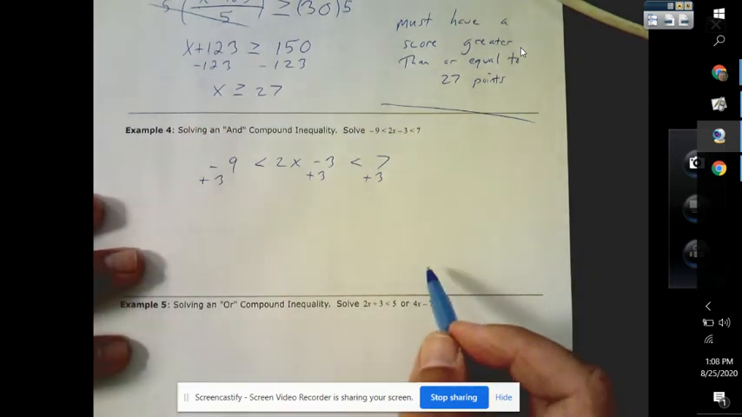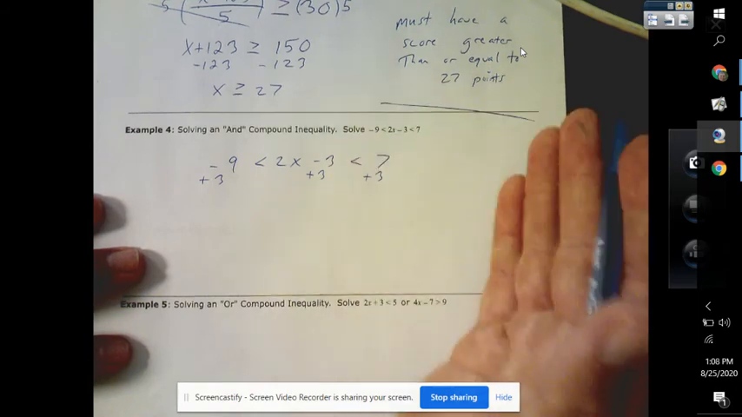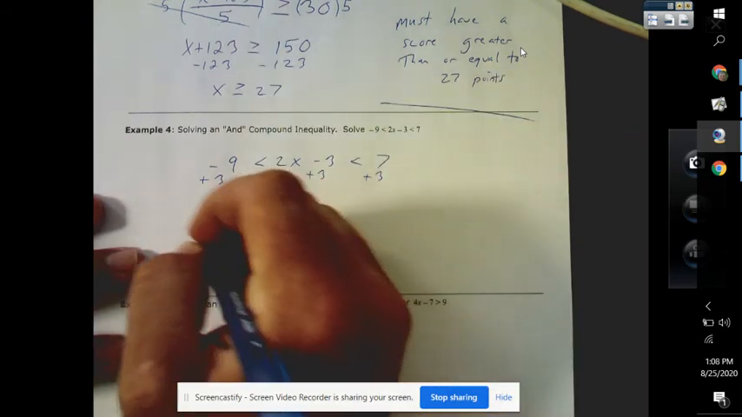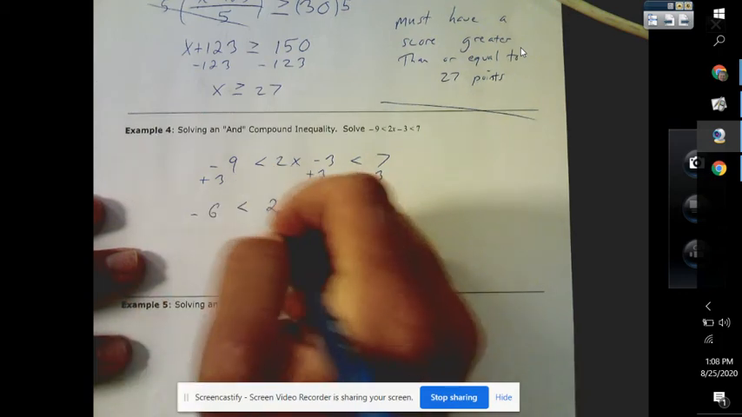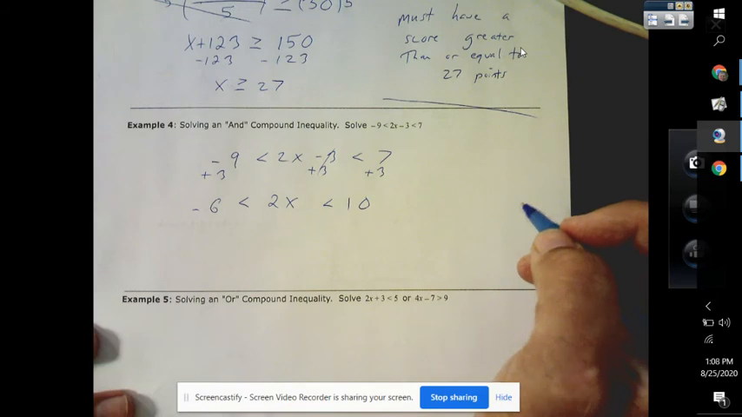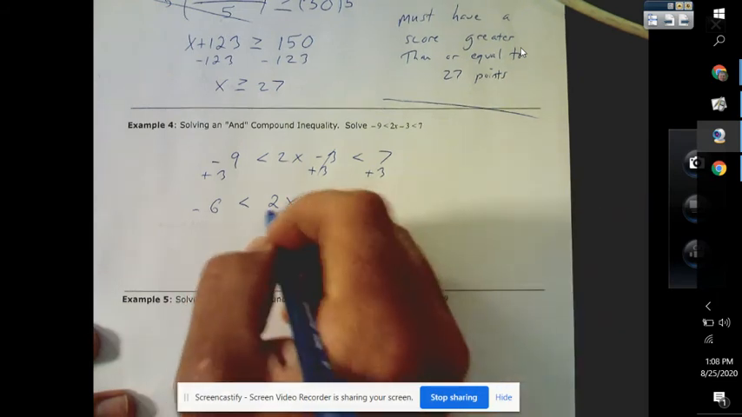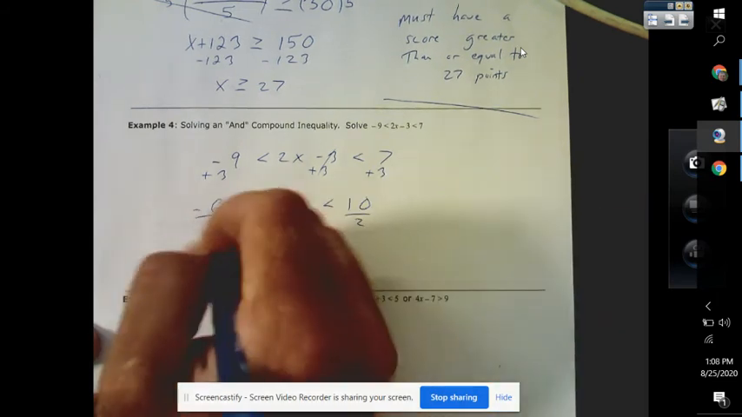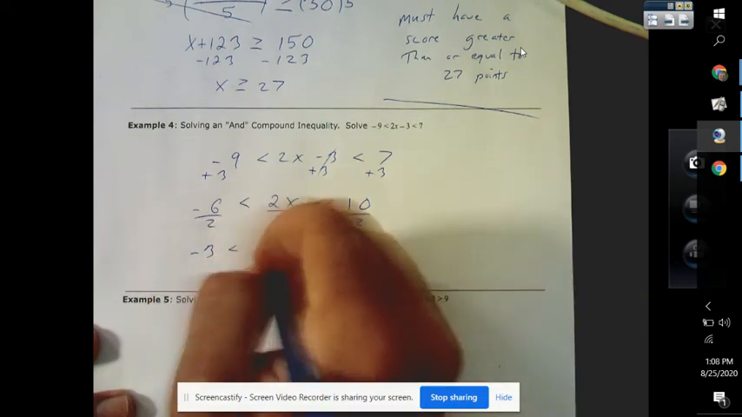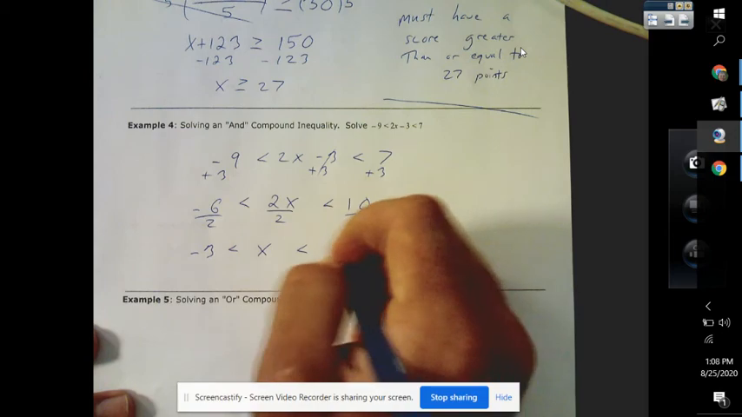The thing that a lot of people fall in a trap of is they only do it to one side typically. We want to do it to all three. Over here, -9 plus 3 is -6, less than 2x, because this is going to cancel out. Very nice. Now I'm going to divide by 2 to get x by itself. It's a positive 2, so I don't have to worry about flipping anything. So -3 is less than x is less than 5.